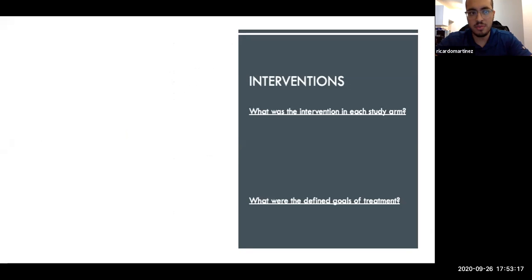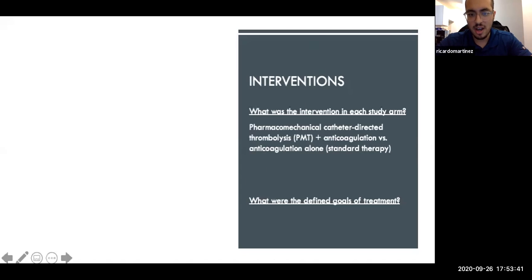All right, and now some of the interventions. If anyone would like to discuss what the interventions were, and what the goals of the physicians using these interventions were, what were the goals of the treatment we were trying to accomplish? The intervention was pharmacomechanical catheter-directed thrombolysis plus anticoagulation, as Austin discussed before, compared to anticoagulation alone, which was the control group.